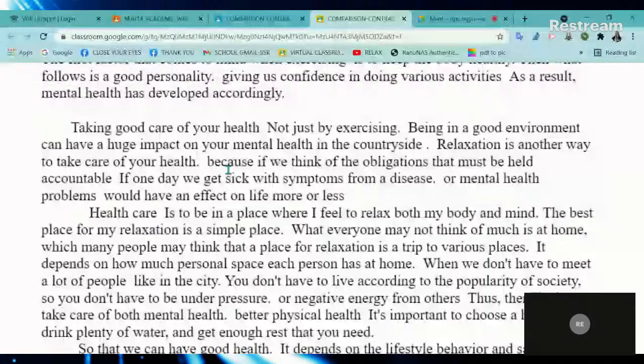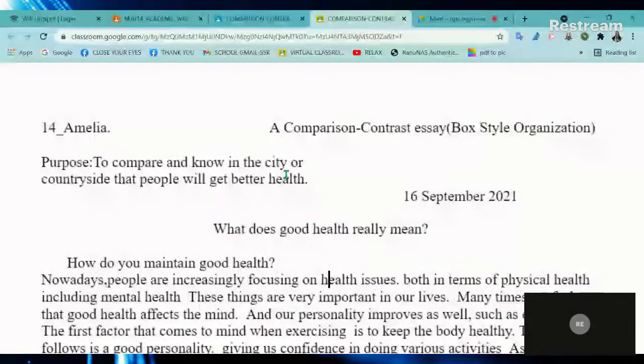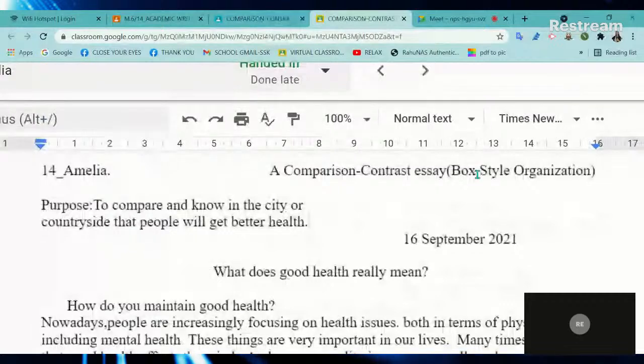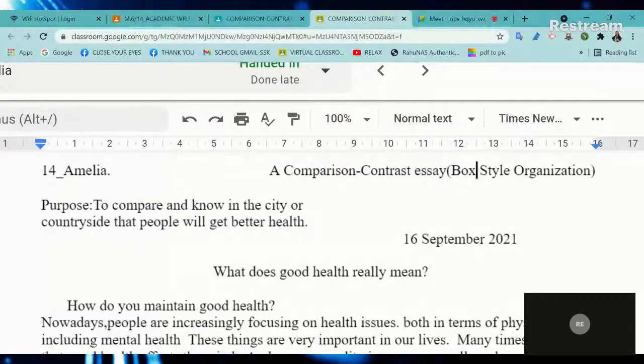Okay. So thank you very much, Amelia. I hope you can fix this before exam day. And this one, it's not box style, it's block. Can you spell the correct spelling, BLOCK? It sounds like box, no? Block style. All right, thank you very much, Amelia.